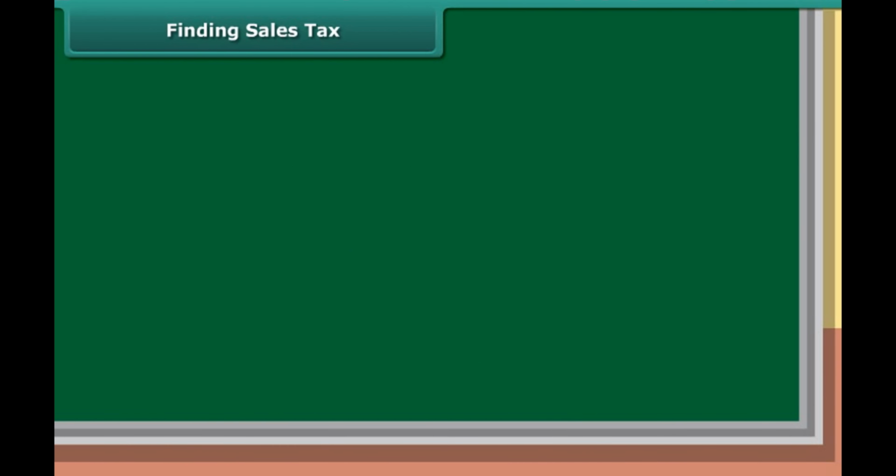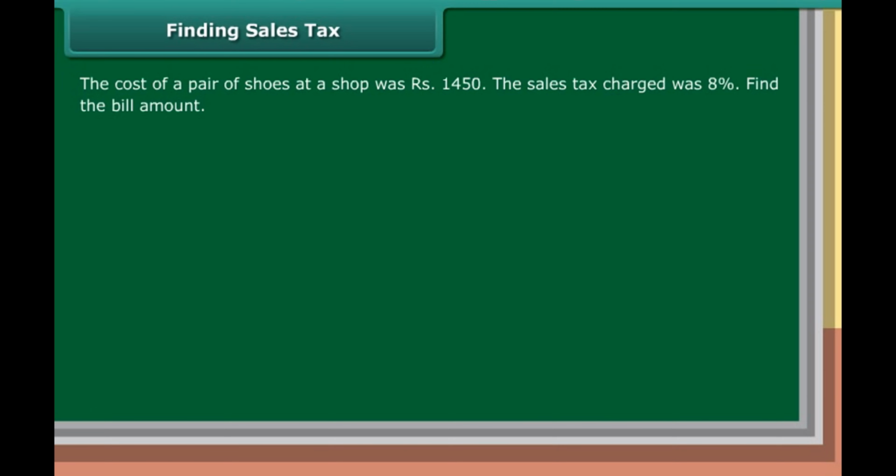Finding sales tax. The cost of a pair of shoes at a shop was rupees 1450. The sales tax charged was 8%. Find the bill amount. Solution. On rupees 100, tax paid was rupees 8.